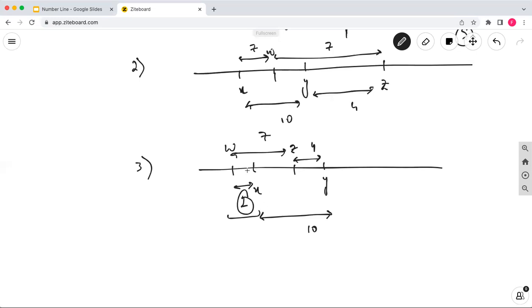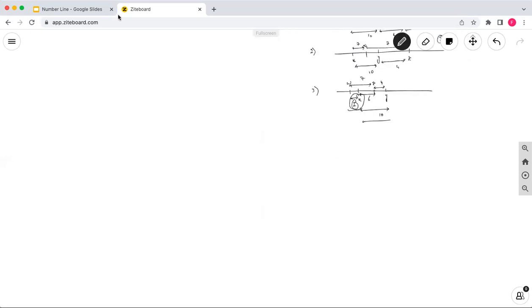Okay, so we are given that the distance between x and y is 10, right? And the distance between y and z is 4. And just for time, we can assume that z is on the left side of y. So this will become 6. And the actual distance between z and w is 7. So if I assume w on the left side, this will come out to be 1, which is the required answer. Got the point? Yes, good. Okay.